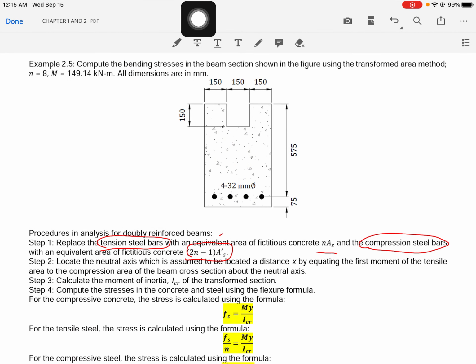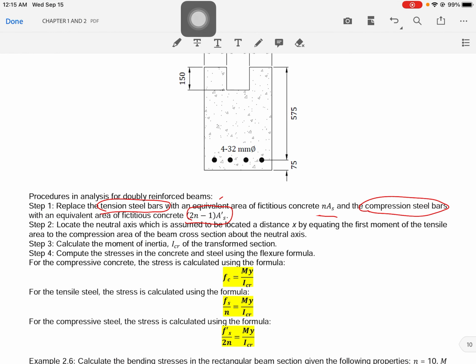Okay, so going back to the procedure. Why is it that we have this 2n minus 1 times As prime for the compression steel bar? The reason for this is that the creep, or the plastic flow of concrete, should the beam be reinforced, so that the long-term stresses in that reinforcing will be greatly affected by the creep of the concrete. As time goes by, the compression concrete will compact more tightly, leaving the reinforcing bars to carry more and more of the load.